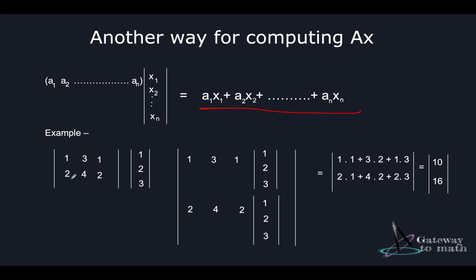So what we can do is simply take the first row and multiply it with the entire column, as you can see here, and then take the second row and multiply it with the entire column. So we have 1 multiplied by 1 plus 3 multiplied by 2 plus 1 multiplied by 3, and then 2 multiplied by 1 plus 4 multiplied by 2 plus 2 multiplied by 3, and then we get the values. So this is another way of computing Ax.